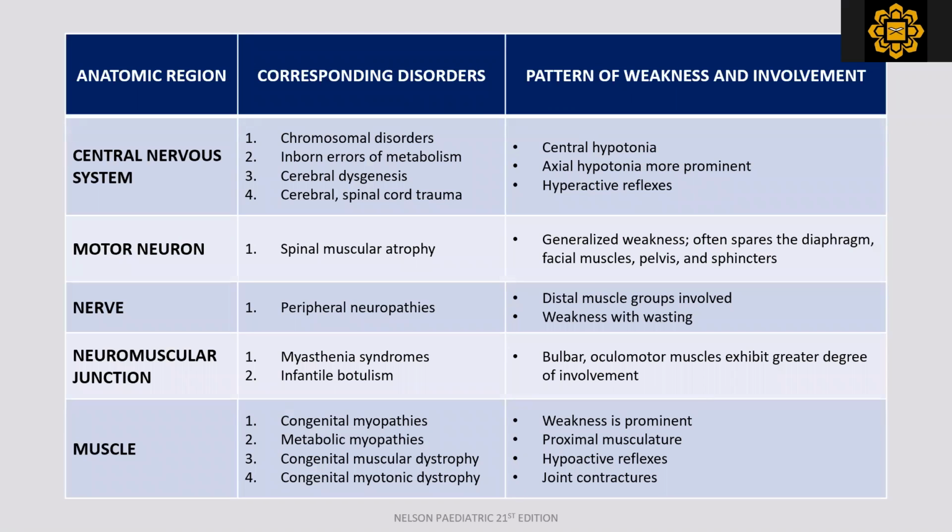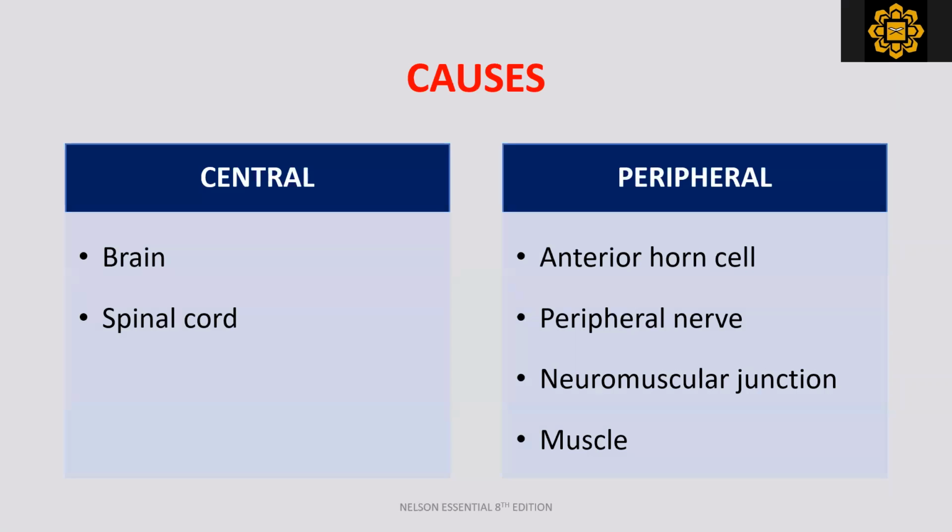This is from the Nelson Pediatric 21st edition, how they classify the causes of floppy infant and the pattern of weakness and the involvement. This is quite useful for some of us, but however, I will use a more simple classification based on Nelson Essential, the 8th edition.